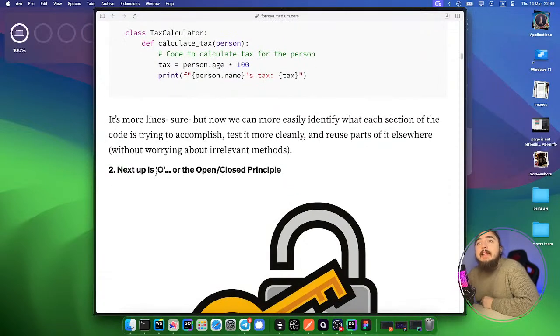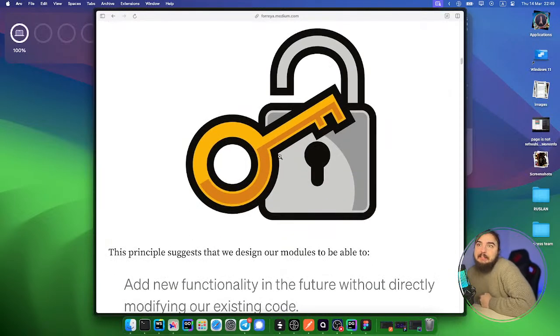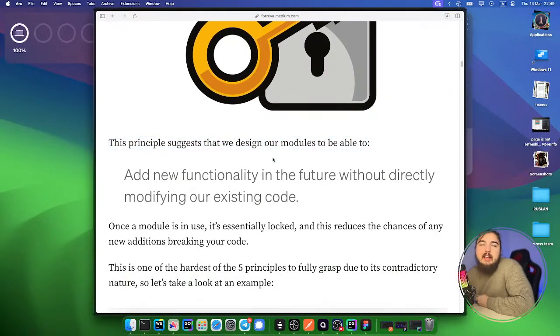Okay. Next up is O, the open closed principle. I don't think that's... the open closed principle is interesting because some code needs to be closed. For example, some code has some information which can't be used. I agree with this only in the part of not using the wrong thing.